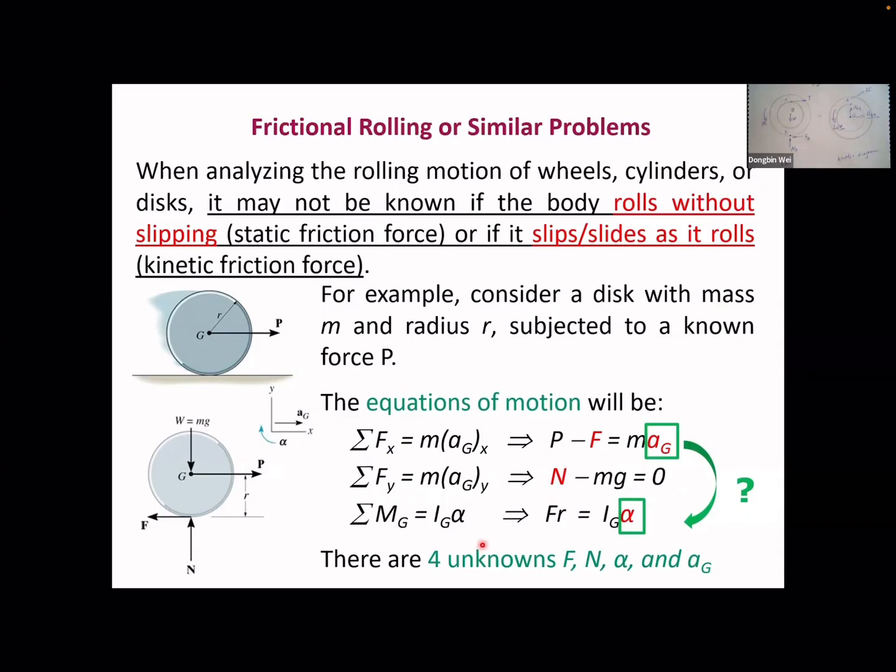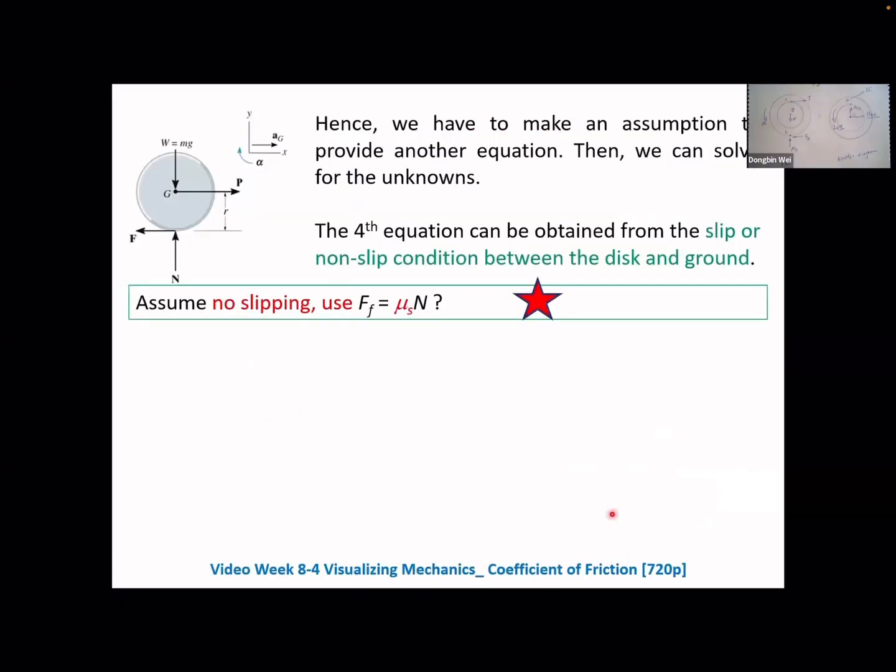For the rotational component, if our calculation is about the mass center point G, the expression here has one unknown, alpha. So now, in these three equations, we have four unknowns: 1, 2, 3, 4. So we cannot solve it. How to deal with it? We will need one more equation to assist us. Now, what can we do?